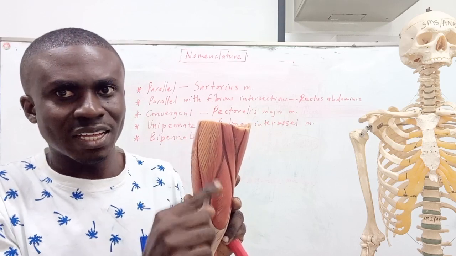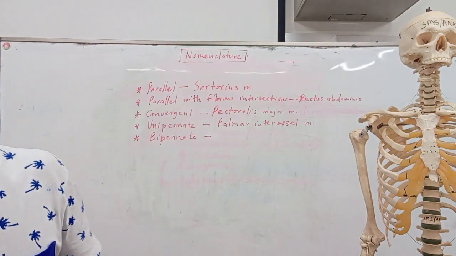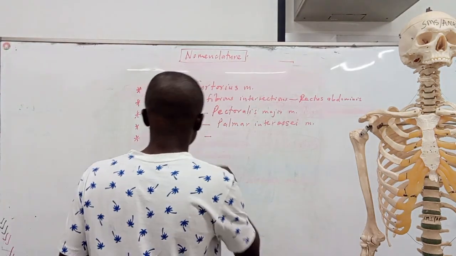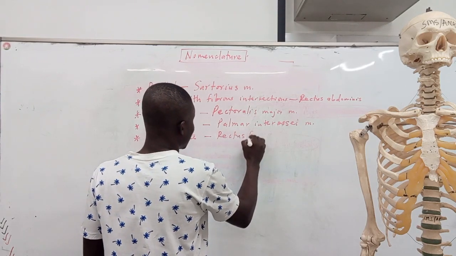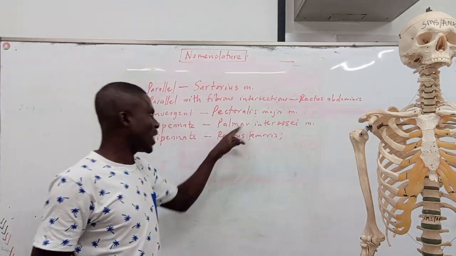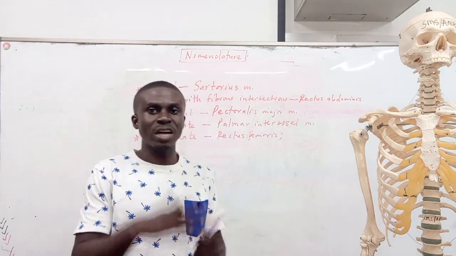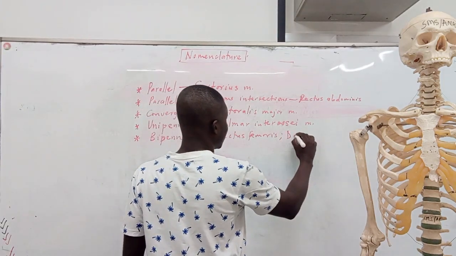It's like a feather. So rectus femoris, for instance. Not only rectus femoris, but just like I had palmar interosseous muscles, we also have something called dorsal interosseous. You see them. They are also examples of bipinnate muscles.